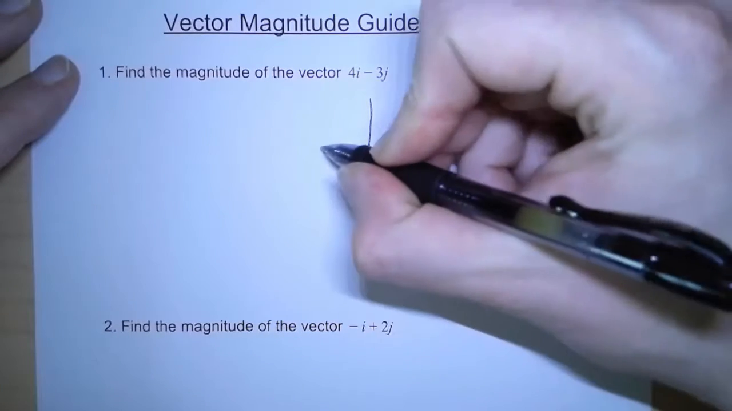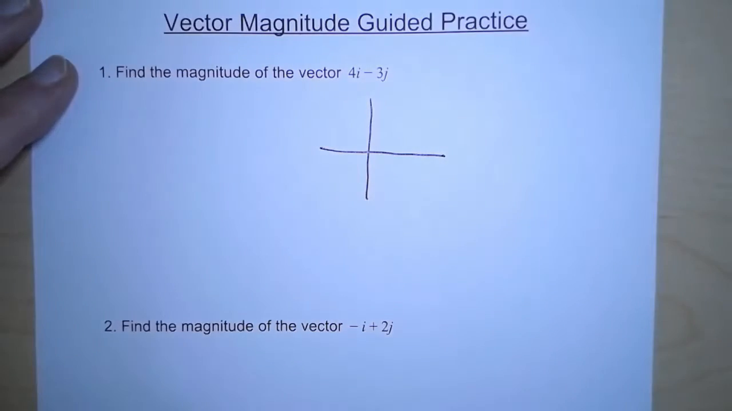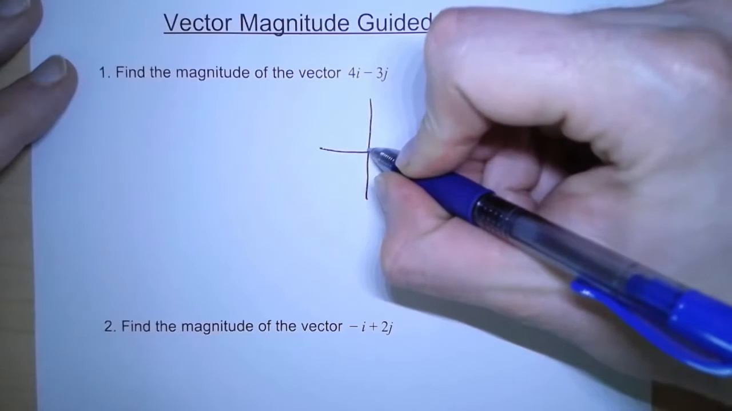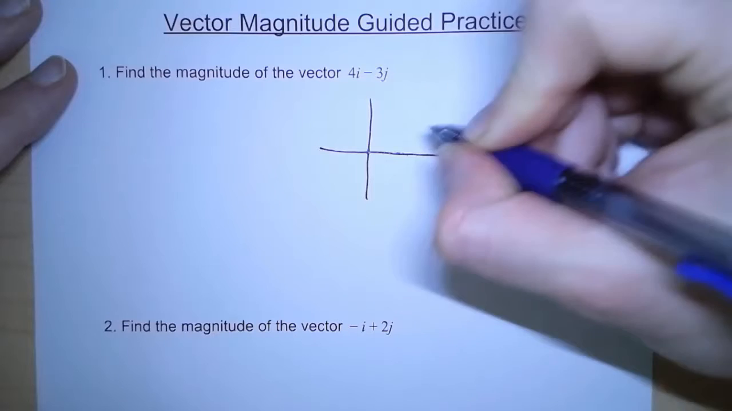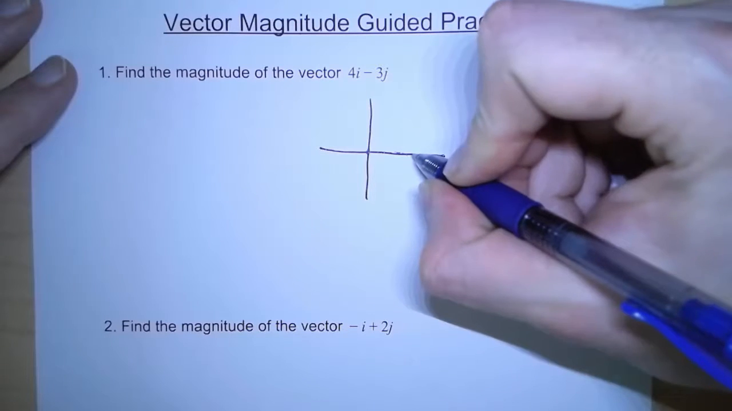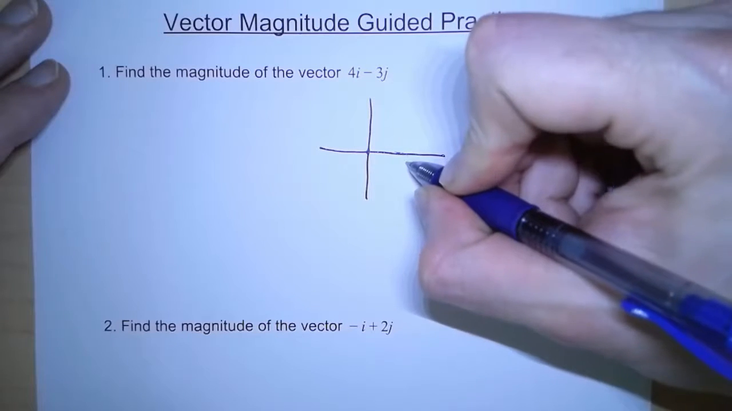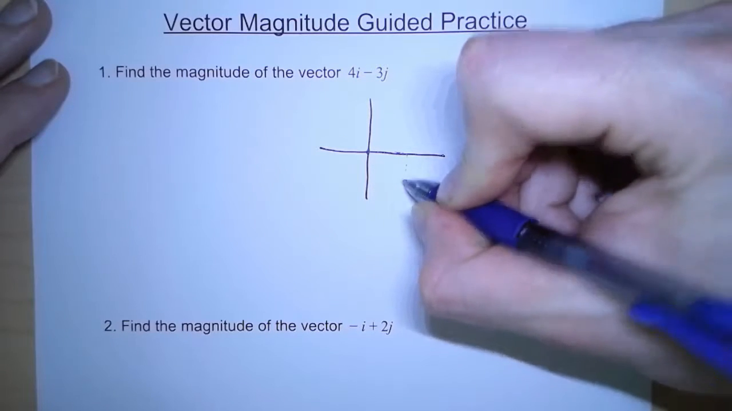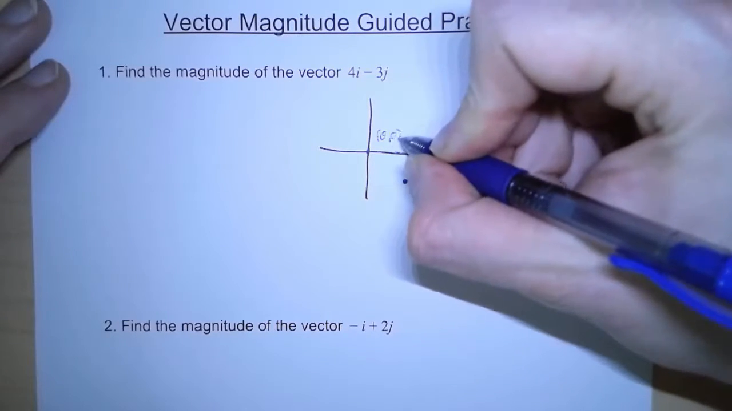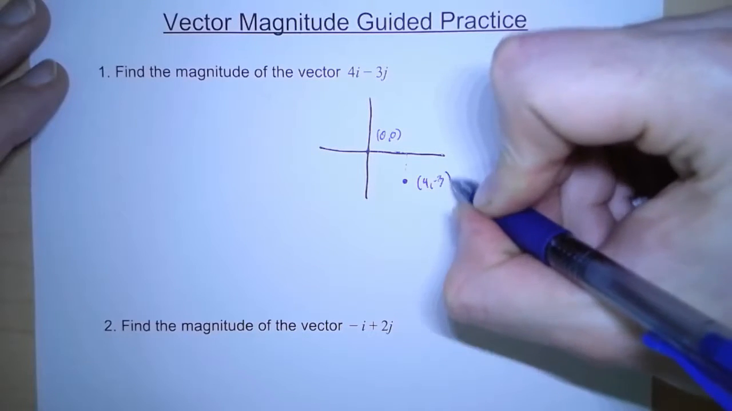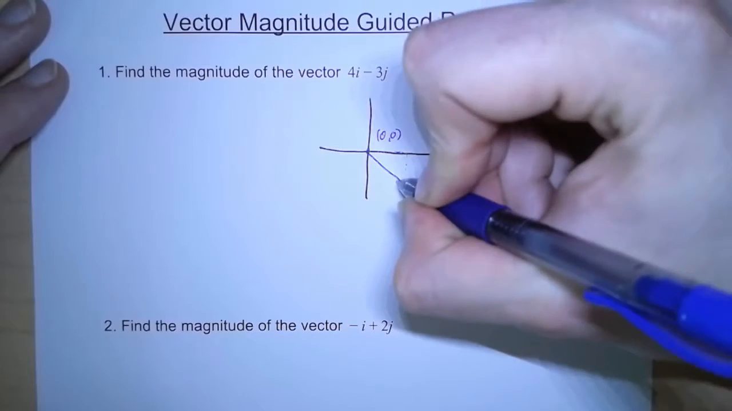Now, a vector is just a change in position. So 4i means that if we start at the origin, then we're going to move 4 spaces to the right. Positive. So our x value goes up by 4. But the minus 3j means our y value goes down by 3. So if we start at 0, 0, then we end up at 4, negative 3. And so there is our vector.